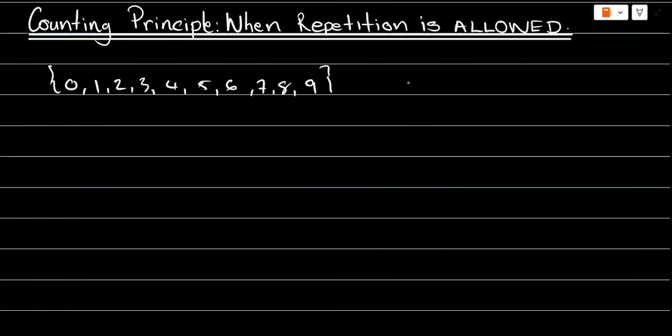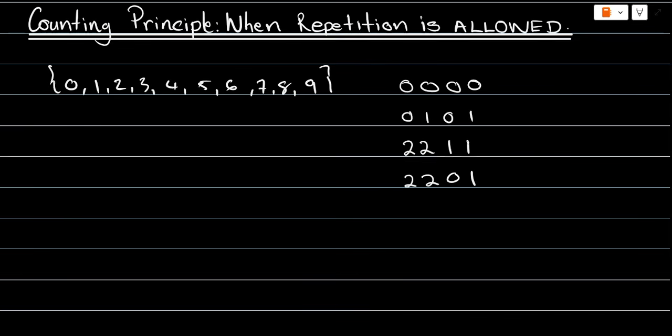This means that your code could look something like 0 0 0 0. That's allowed. 0 is being repeated 4 times. Or you could have 0 1 0 1. This is allowed because you are repeating 0 2 times and 1 2 times. You could have something like 2 2 1 1. This is also allowed. You could have 2 2 0 1, which is allowed because 2 is being repeated twice. All right.